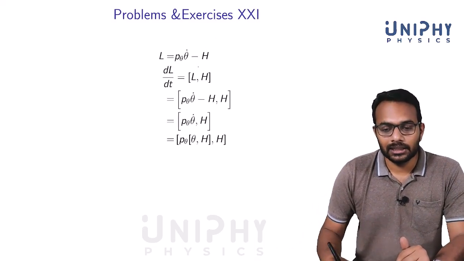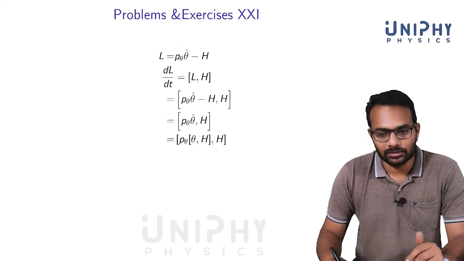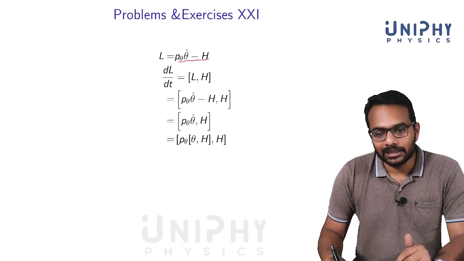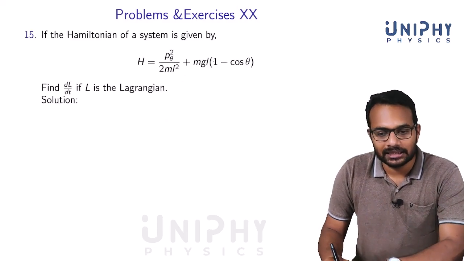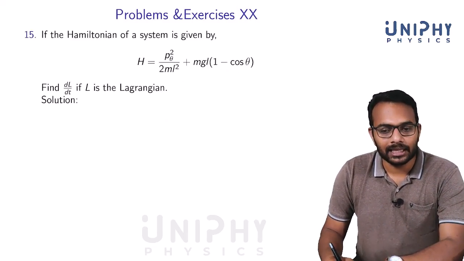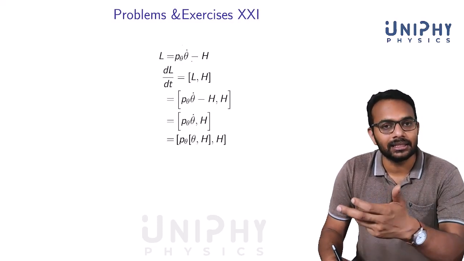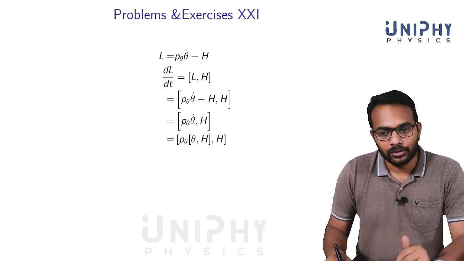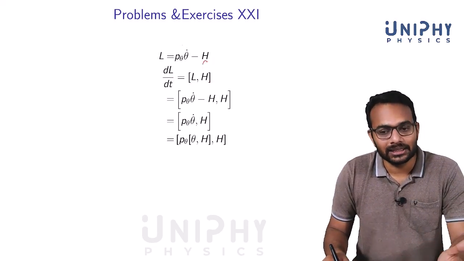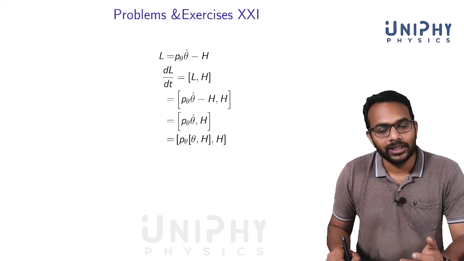So let's write L is p_theta theta dot minus H. This is one of the easy ways to do this. What do we need to find? dL/dt. Is there any explicit time dependence in the Lagrangian? No, it's just p_theta theta dot minus H. So dL/dt is the Poisson bracket of L with H. You get an immediate simplification because the bracket of H with H is 0. So the only non-zero term is the bracket of p_theta theta dot with H.